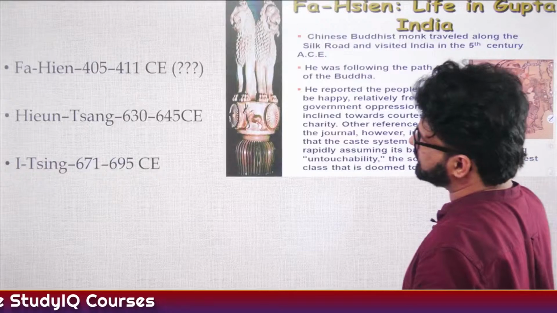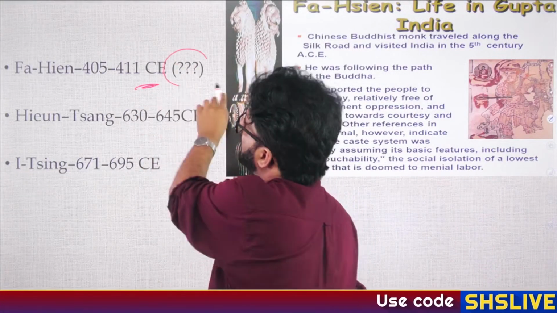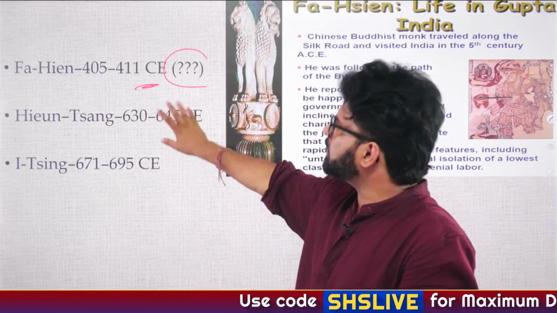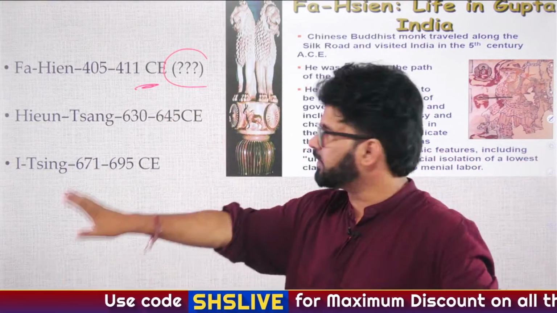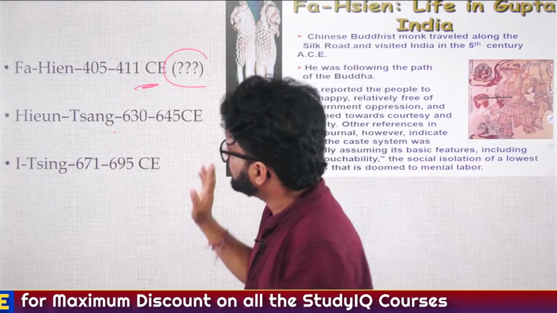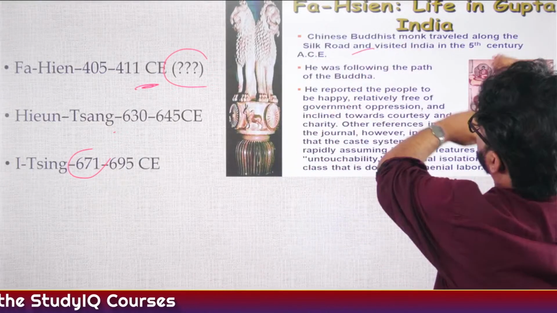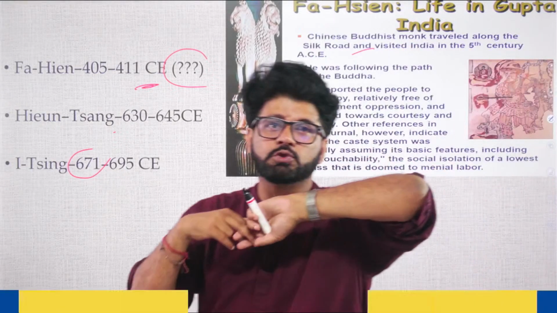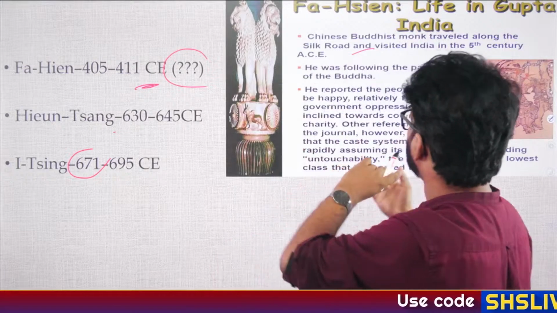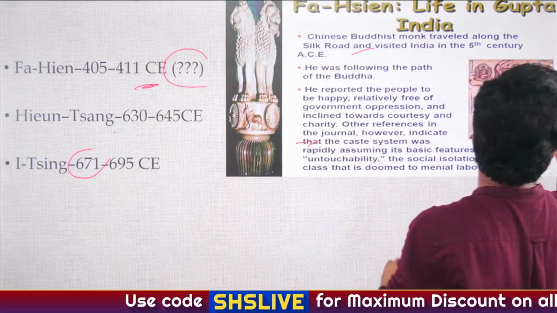These kinds of questions have been asked earlier. Fahian, 405 to 411 CE, with a question mark, because the exact date is not yet confirmed, but it is confirmed that he arrived during the period of Chandragupta II. Yuenzang arrived during the period of Harsha, 630 to 645. Aizing, 671. And they also ask questions on what Fahian saw and encountered, mutilation of limbs, etc. So you can have a look at what is written here.